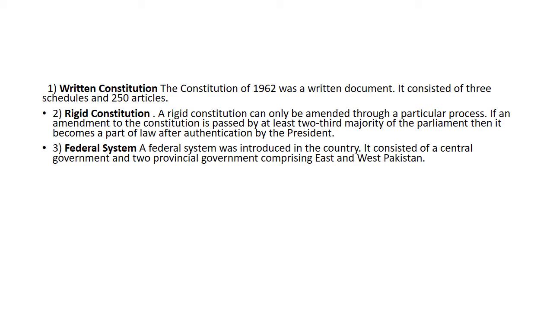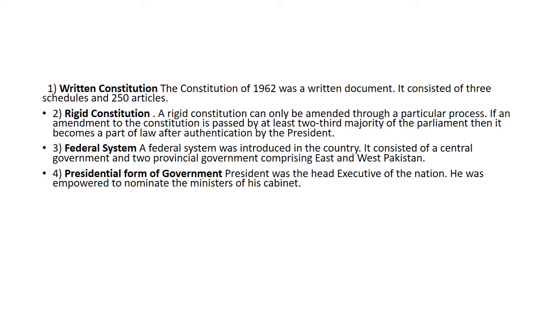And according to this constitution, a federal system was introduced in the country. It consisted of a central government and 2 provincial governments, comprising East Pakistan and West Pakistan. And a presidential form of government was introduced, and the president was the head of the executive of the nation. He was empowered to nominate the ministers of his cabinet. So this constitution made the office of president the most powerful office in the country.